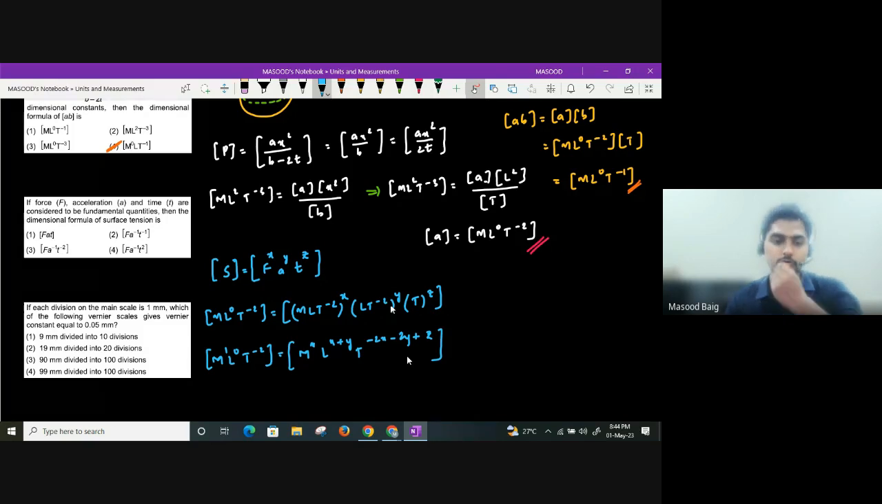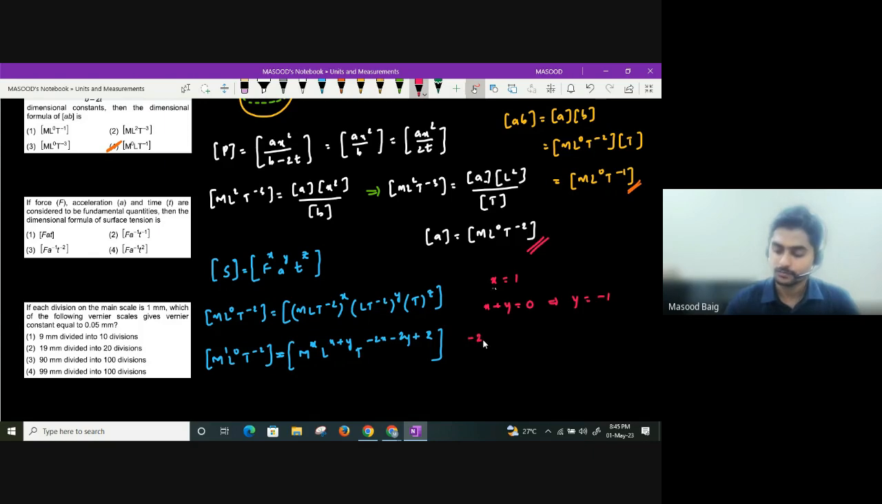So what are we going to do now? Again, the bases, you see, are the same and both are separated by the equal to sign. So automatically the powers should also be the same. Power of mass on the right hand side is x, on the left hand side it is 1. Power of length, beta, you got x plus y. Length on the left hand side is 0. So from this I'll get the y value as minus 1.